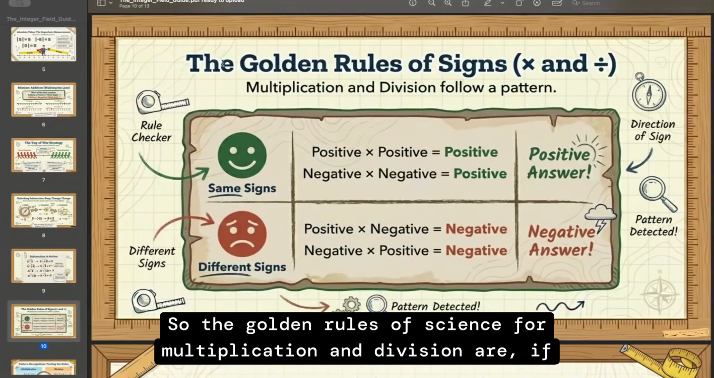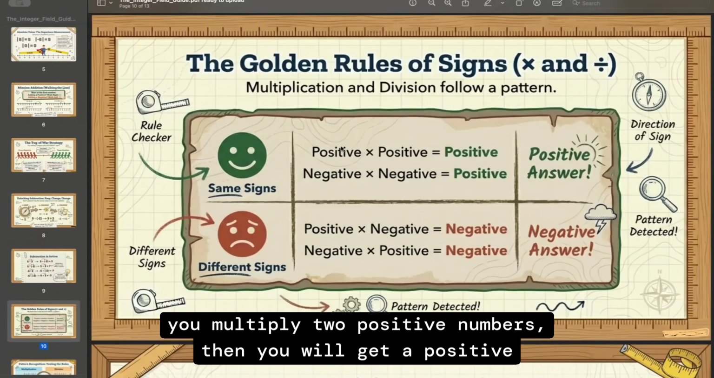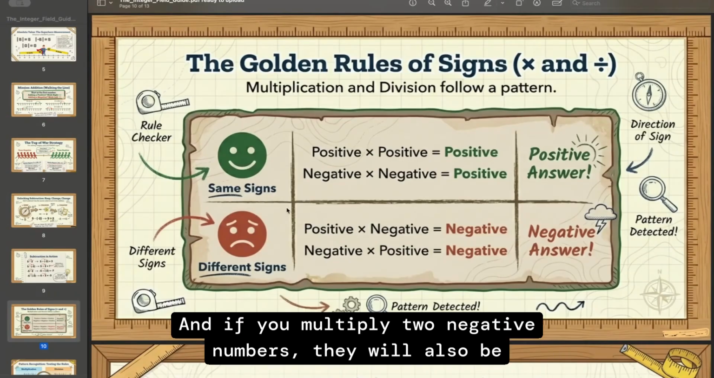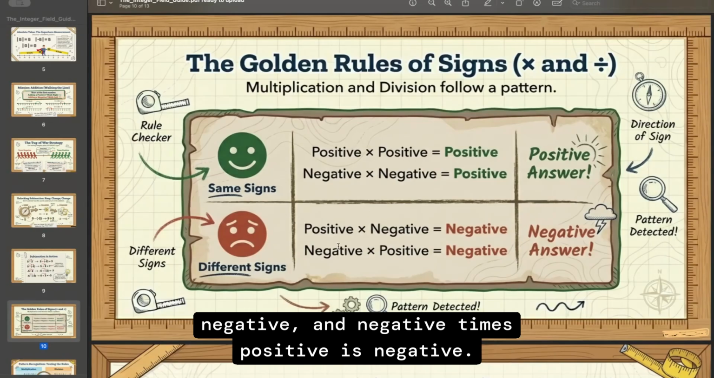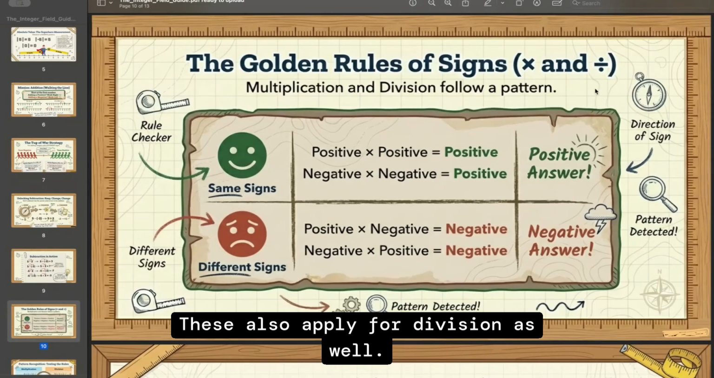So the golden rules of signs for multiplication and division are, if you multiply two positive numbers, then you will get a positive number, obviously. And if you multiply two negative numbers, they will also be positive. If they're different signs, we'll get positive times negative equals negative, and negative times positive is negative. These also apply for division as well.